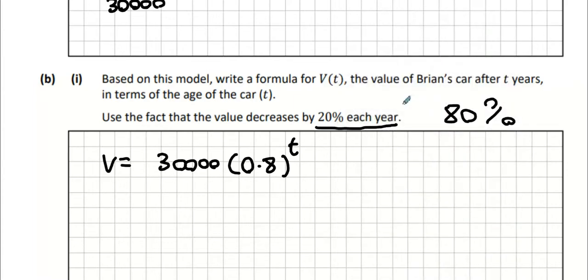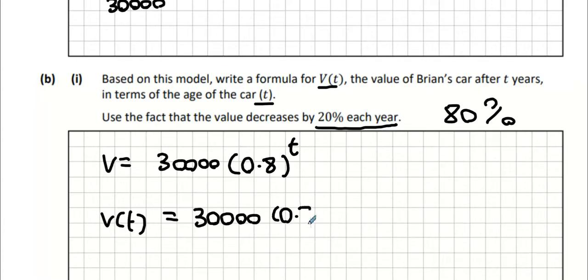Okay, so this formula will tell us the value, we have to use T and we have to use V. Some people might write the answer as V of T. V bracket T means what year you're talking about. I'd be pretty happy with this answer on top here.